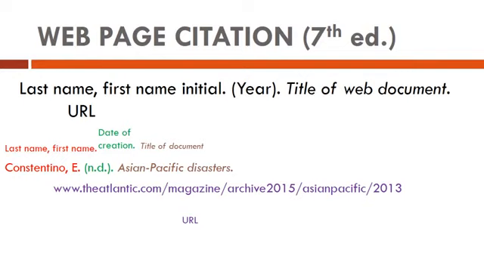So for example, if you look, it says Constantino, comma, E, period, the author's name. The date of creation, in this case, for some websites, you might not have a date. If you don't have a date, you put n.d. for no date. If you do have a date, then you put the year. Put the title of the web document, period, and then copy and paste the URL.